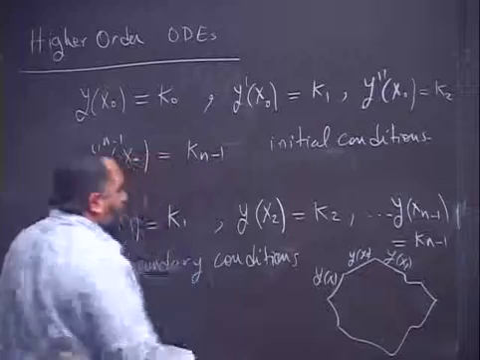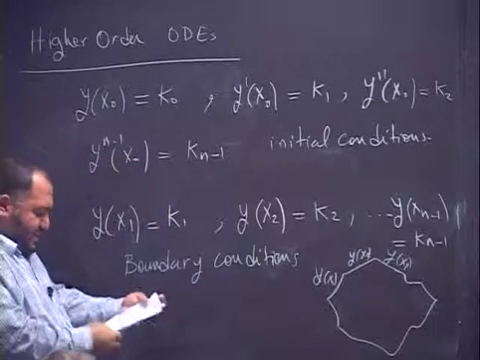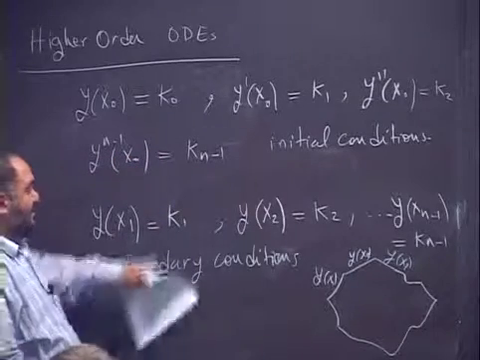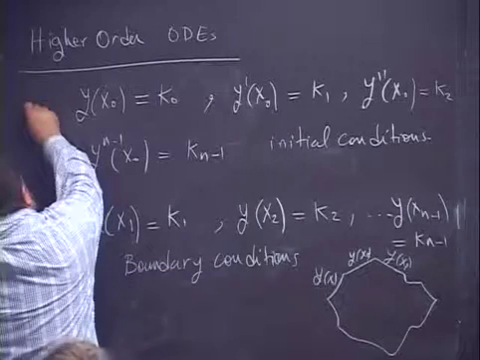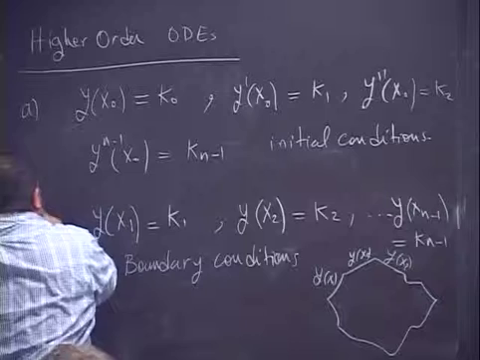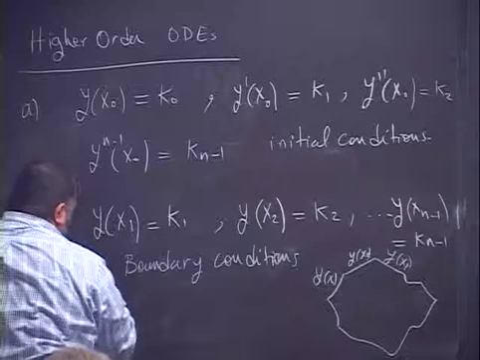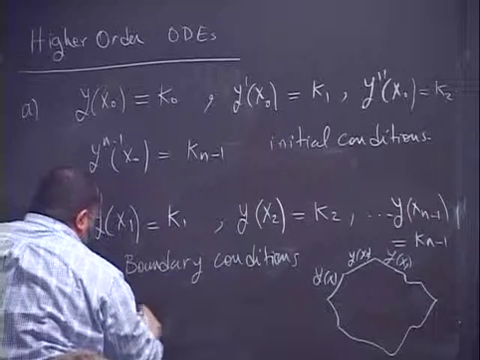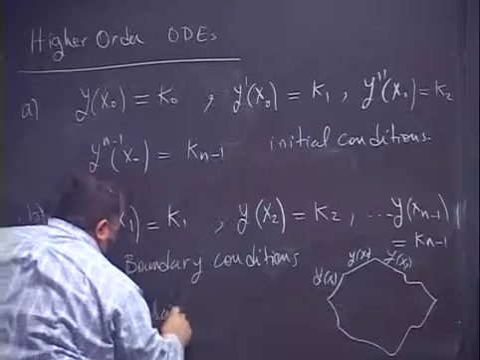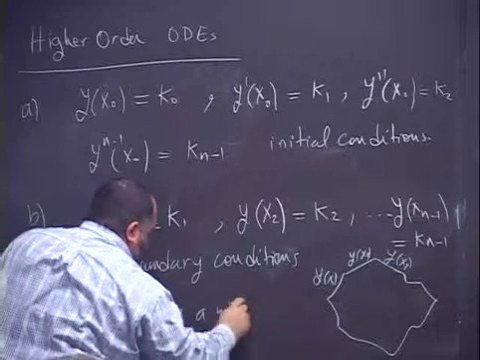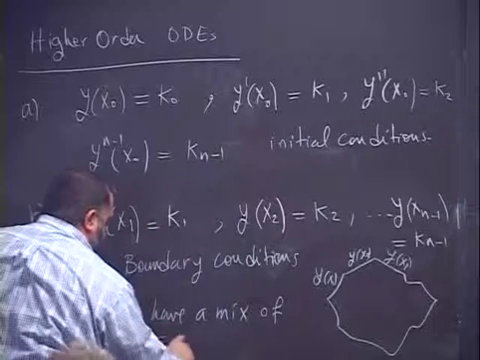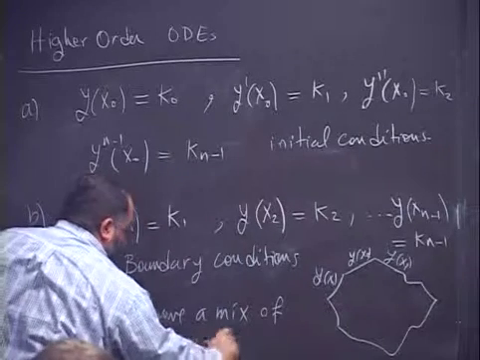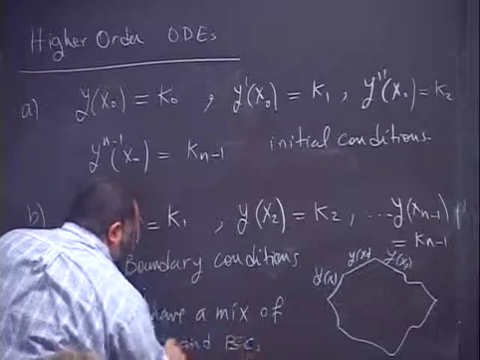Boundary conditions. Or you can get a mix of what? Initial condition and boundary condition. So let's say that this is A, and this is B, and this is C, or you have a mix of initial condition and boundary conditions.